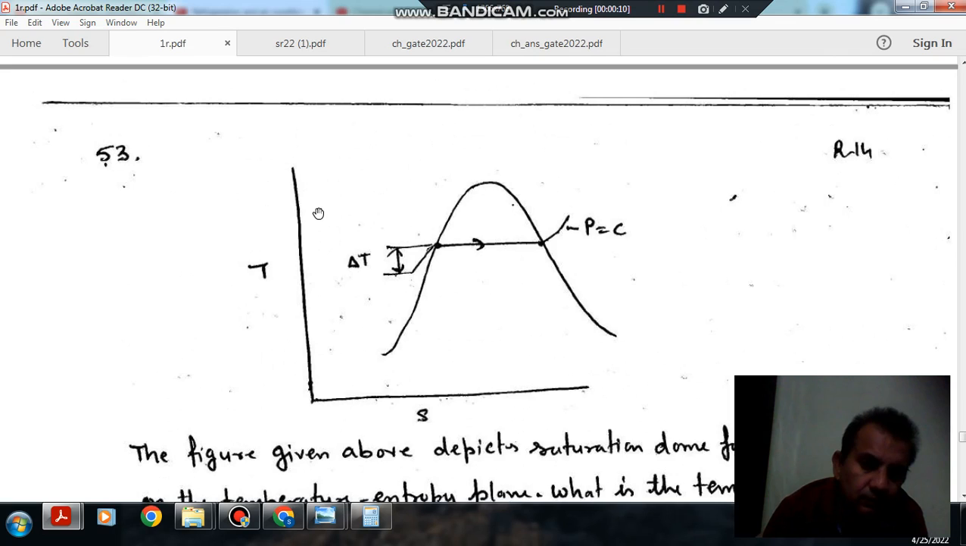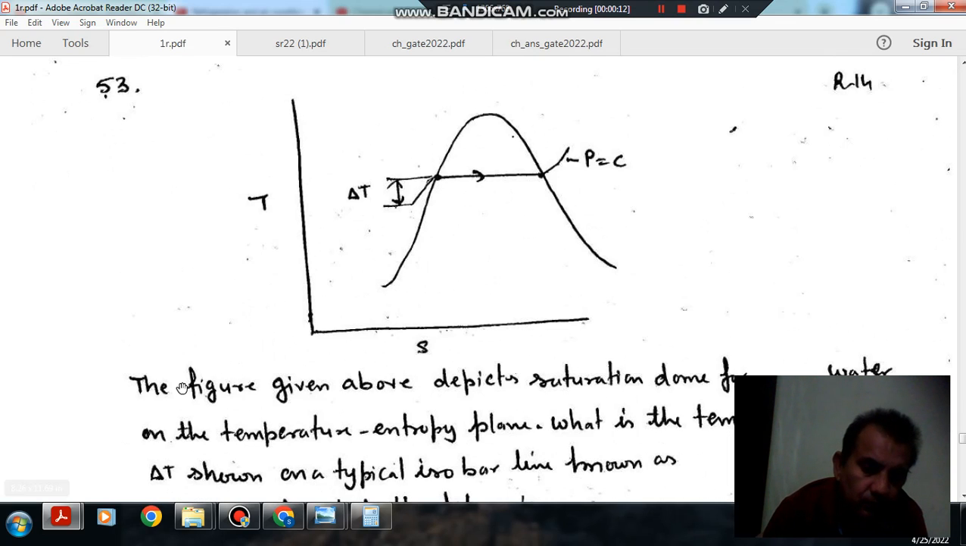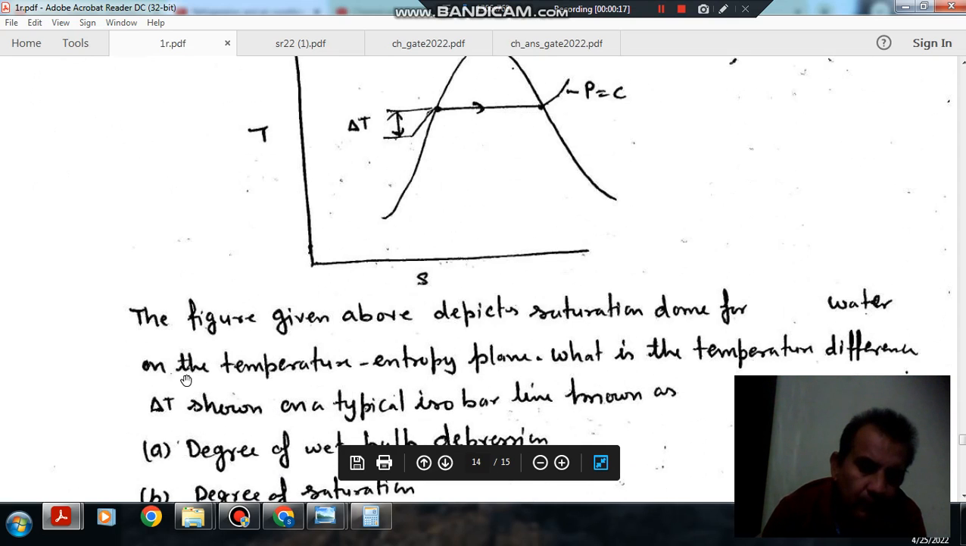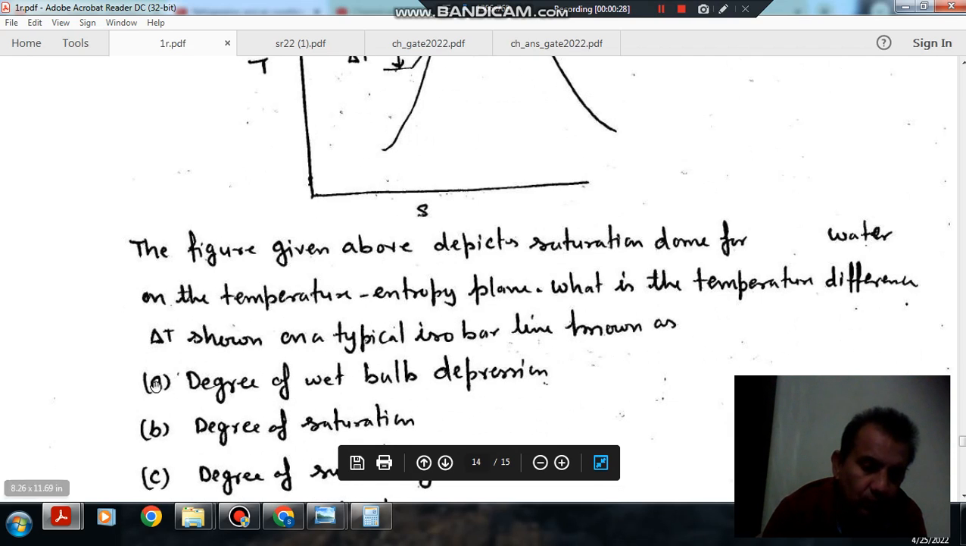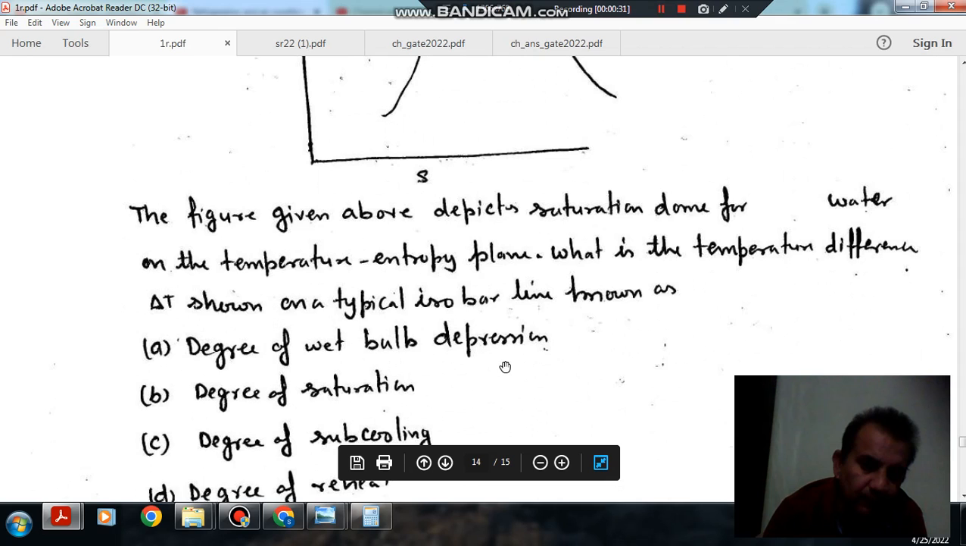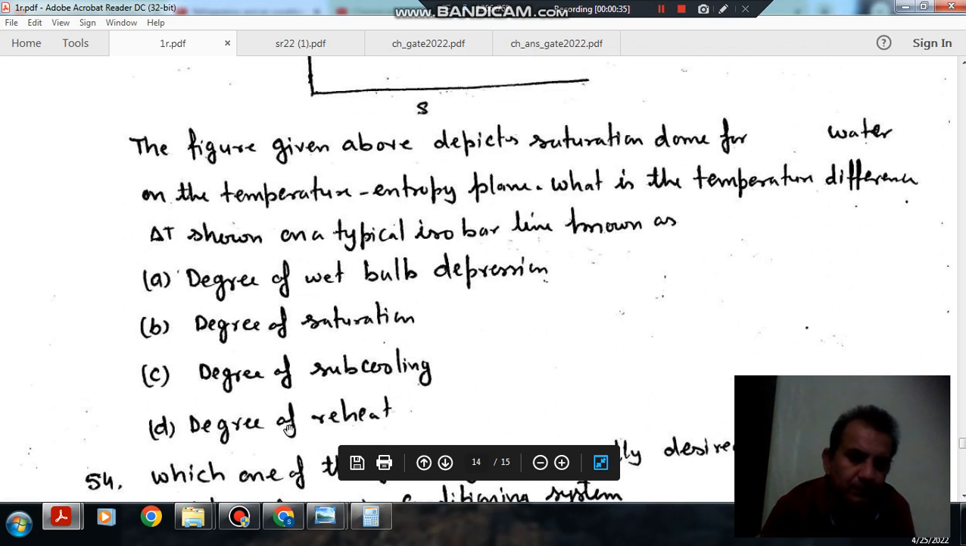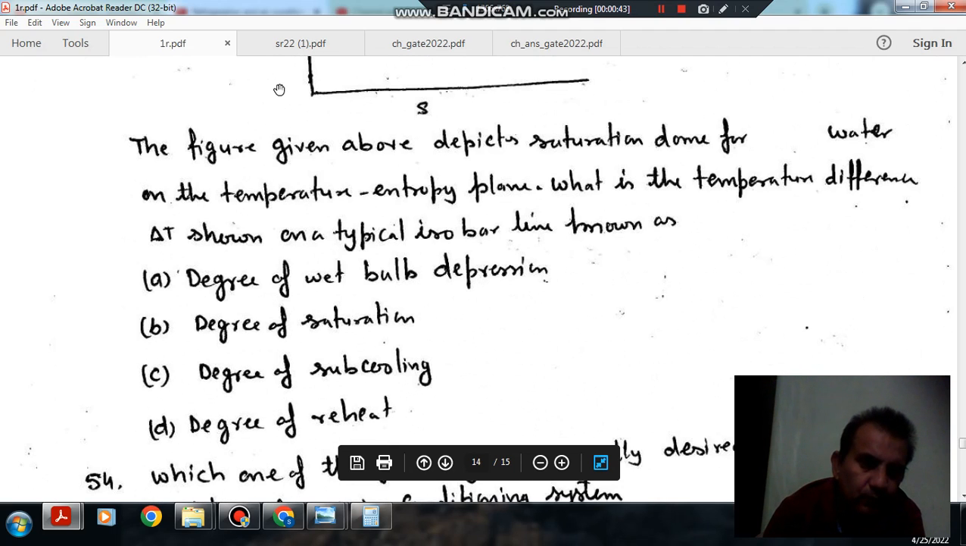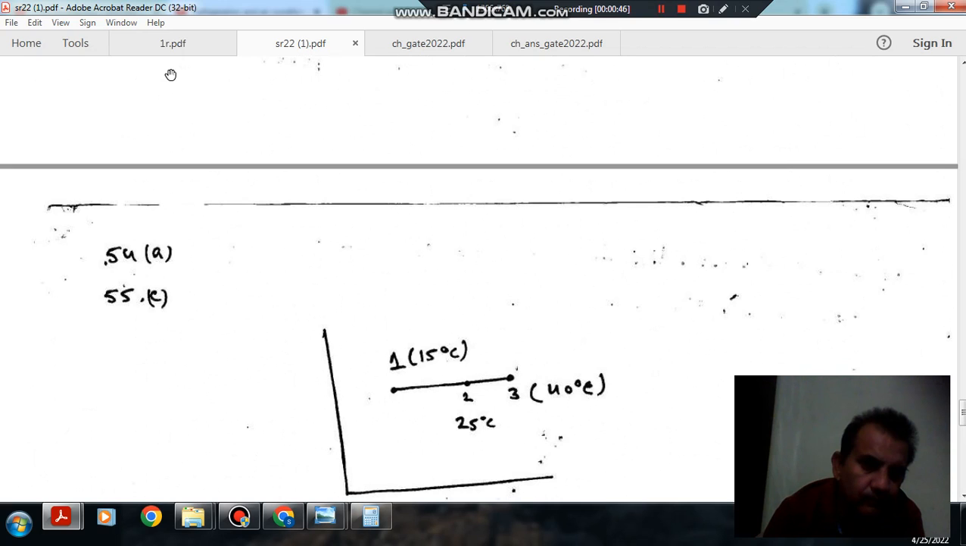Question number 53, the diagram is given. The figure given above depicts the saturation dome for water on the temperature-entropy plane. What is the temperature difference ΔT shown on the typical isobar line known as? Option A, degree of wet bulb depression; option B, degree of saturation; option C, degree of subcooling; option D, degree of reheat. So this temperature difference is known as degree of subcooling. Okay, so the answer is C.